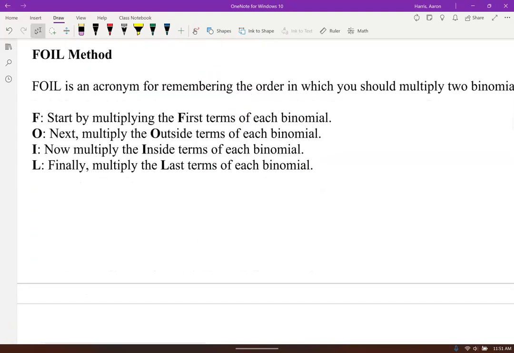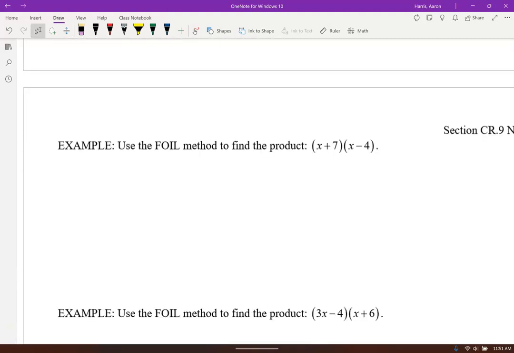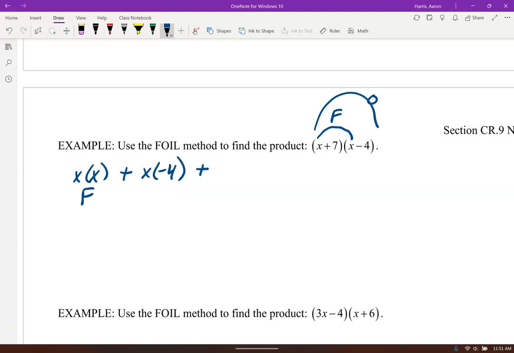So first, outer, inner, last. As you recall, let's use the FOIL method. Here's our first. So we have x times x. There's our first one. Plus, now we're going to do our outer one, x times -4. Plus, now we're going to do our inner one, 7 times x. So that's outer, that's inner. And the last, 7 times -4.